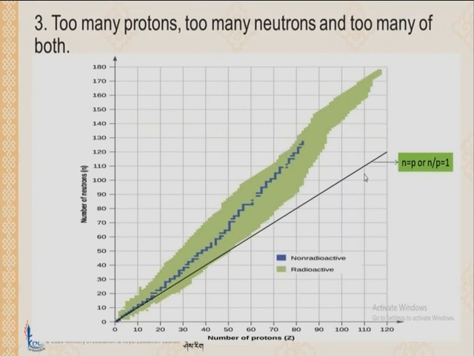NP ratio 1. So, when will we get NP ratio 1? When the number of neutrons is equal to the number of protons. Now, let us see an example of how we get this ratio as 1.